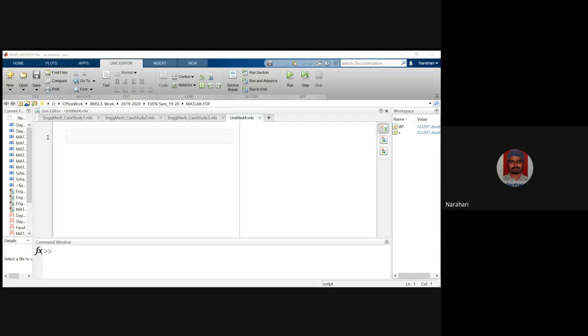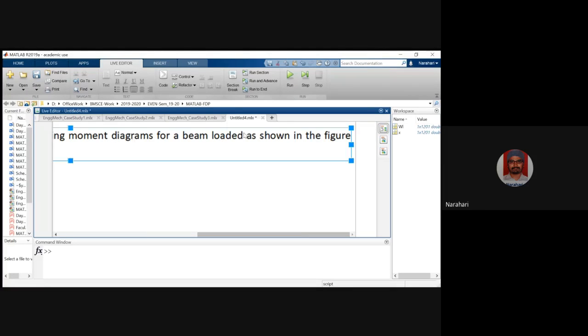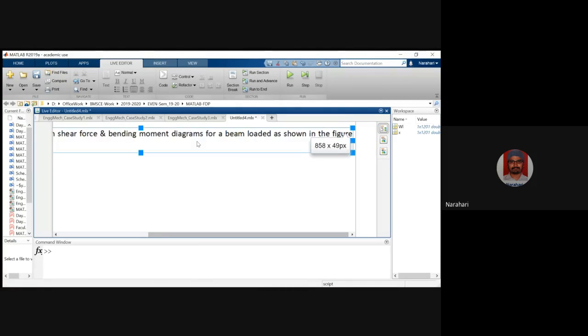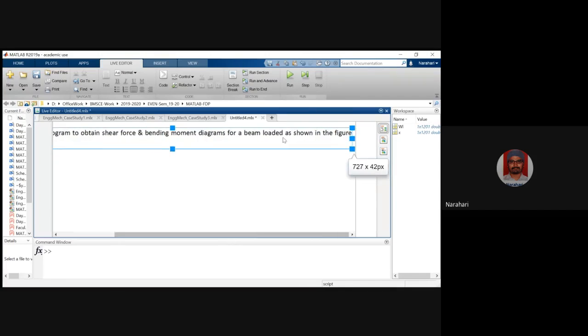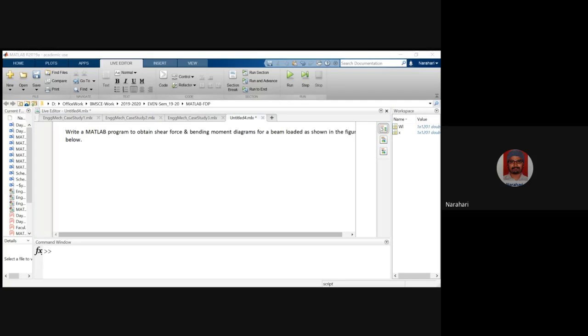Now we move towards my favorite topic, that is beams. So this is the question. Again, I am afraid I'll run short of time, so I'll try to hurry up a little bit. Please excuse me if my pace is more. You have to write a MATLAB program to draw SFD and BMD. I'll show you the beam.